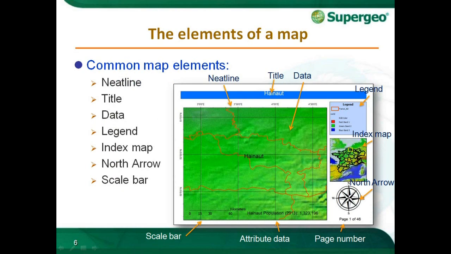That is a format. A format always has common elements of a map, including the neat line, title, data, legend, index map, north arrow, page number, attribute data, and the scale bar. As you can see, with just one single map, you already have to care about so many elements and arrangement problems. That process is made more reasonable and efficient when software can automate it.